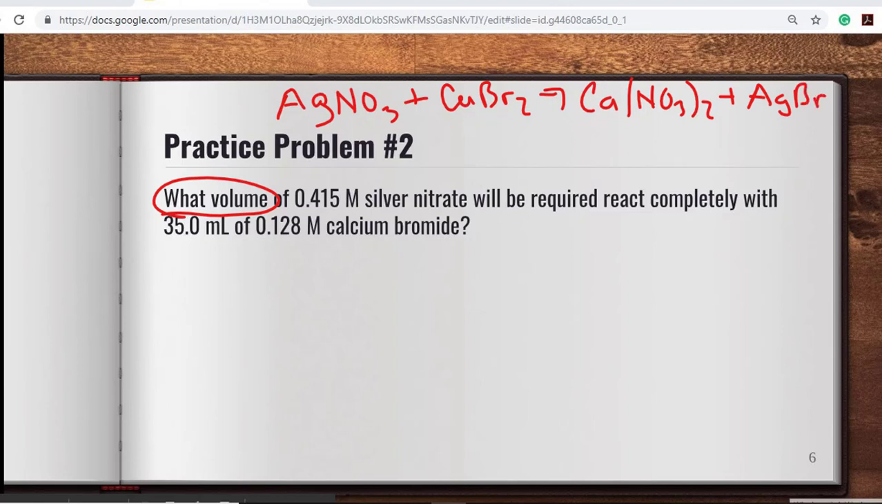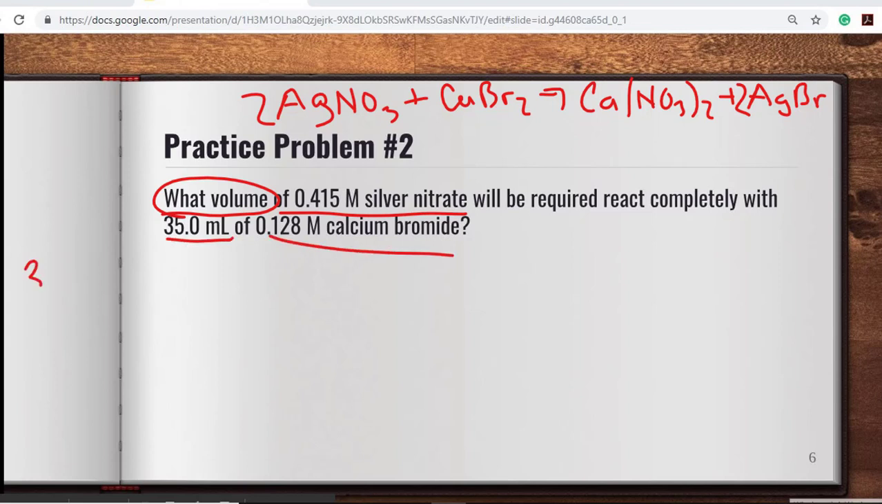Again, I did that a little bit faster. I would expect you guys, take your time, make sure you're writing everything correctly, know what numbers go where, make sure you look at the charges that are associated with the compounds before you move forward. All right. So again, we start with the same thing we looked at last time. So we're solving for silver nitrate. Okay. So we're going to start with 35 milliliters of calcium bromide.